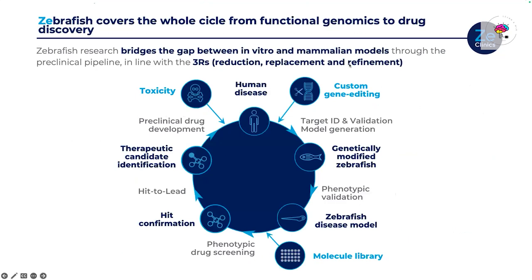And so, just closing, as I've shown, we have a human disease. We can do target identification and validation through high-throughput crispant generation. We can have genetically modified zebrafish. We can phenotypically validate with a high-throughput platform, and then we can screen a molecule library, do hit confirmation, and go from hit to lead. So we have a lead that is the therapeutic candidate, and we can also test this in the same zebrafish model for toxicity and move to the other preclinical phase.